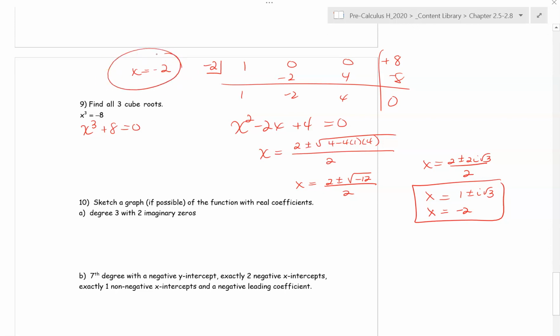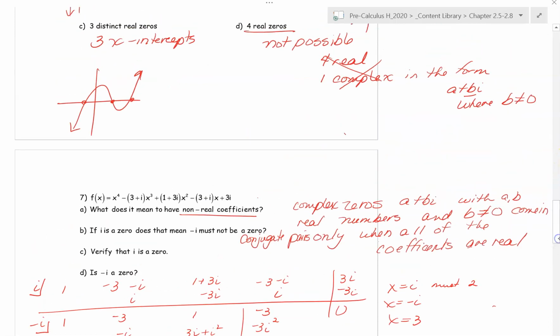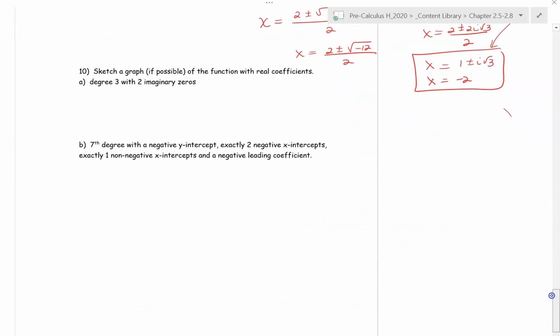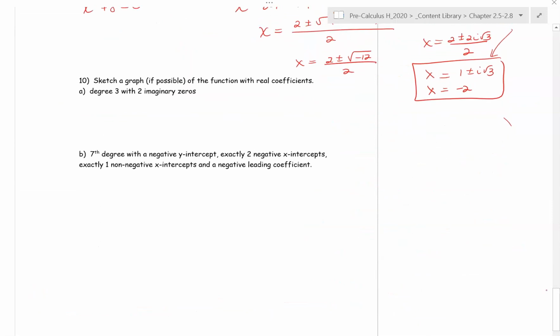Using the quadratic formula, we get 1 plus or minus i root 3, and we already had the -2, so we have 3 zeros: -2, a real 0, and then we have 2 complex zeros with the imaginary part, b is not equal to 0. Okay, so for the last part of the notes here, go ahead and pause the video and see if you can sketch a graph for 10A and B.